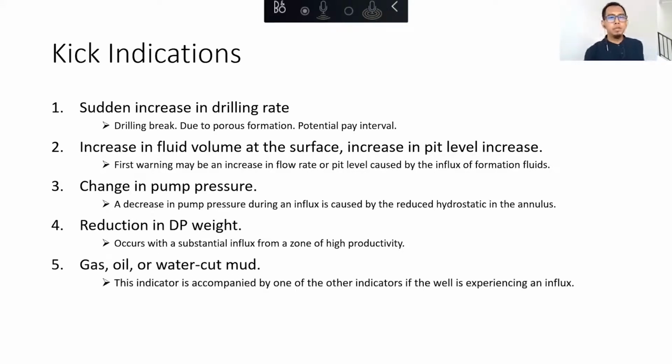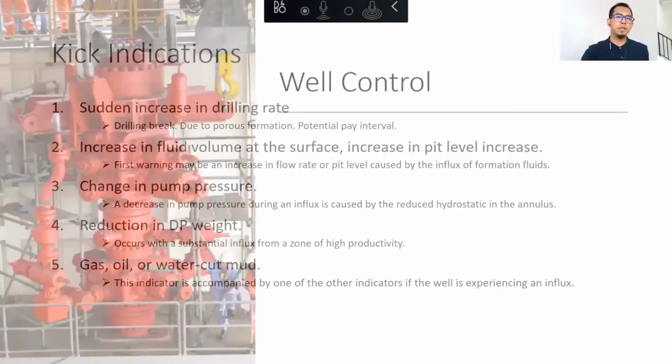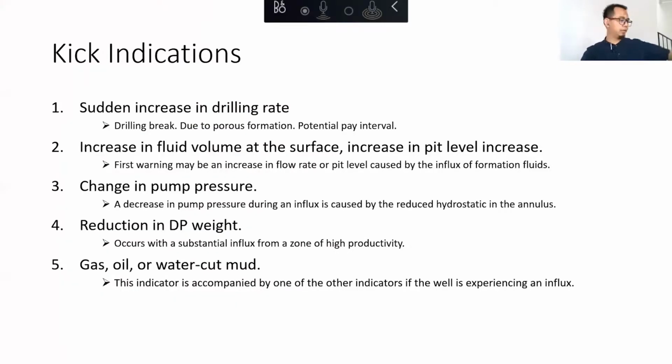And then the last one, the key indication, is gas, oil, or water cut mud. This indicator is also normally accompanied by one of the other 4 indicators above if the well is experiencing influx or kick. So those are, I think, 5 only. Those are the 5 indicators of kick.